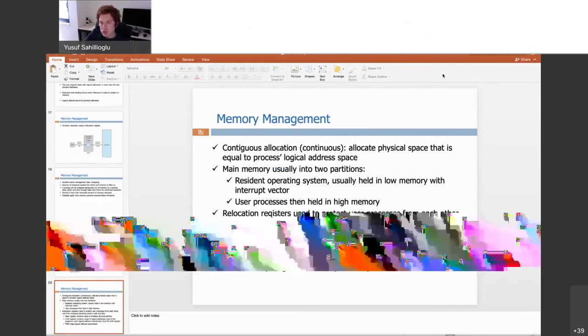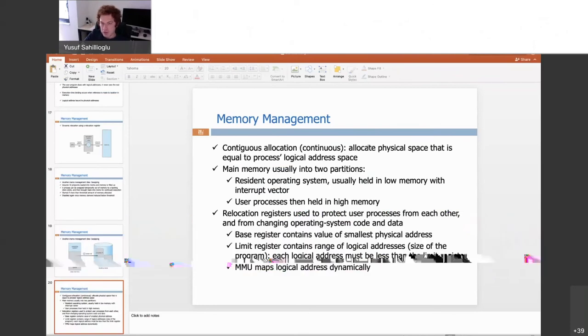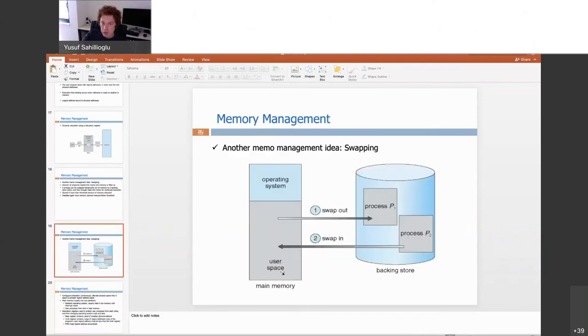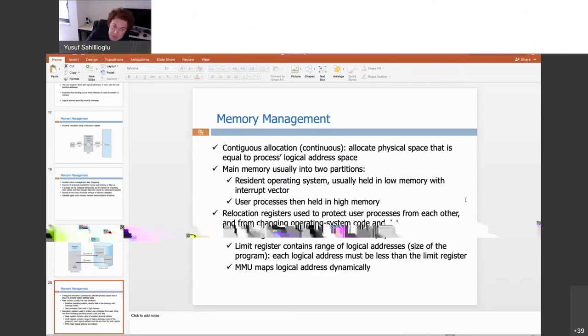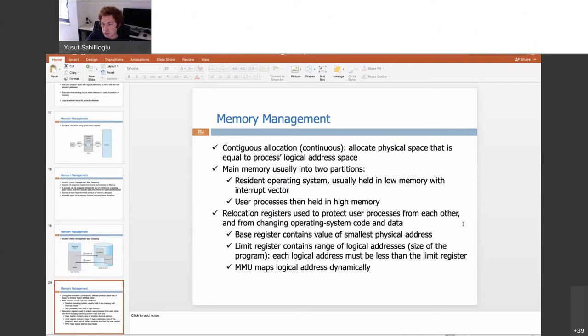So contiguous allocation is what we are talking about. We have been talking about allocating physical space that is equal to the process's logical address space. As we see from here, the whole main memory has two partitions. One is for the operating system, usually held in the low memory with an interrupt vector. And the other part is for the user processes.